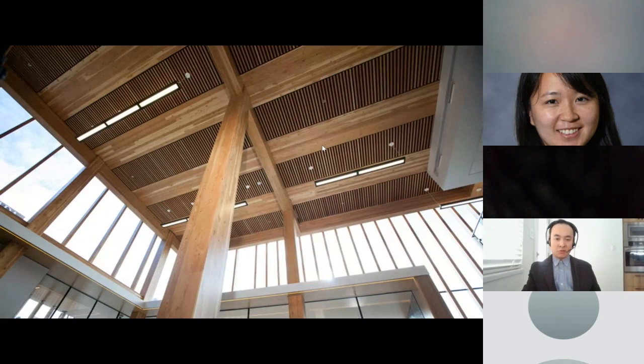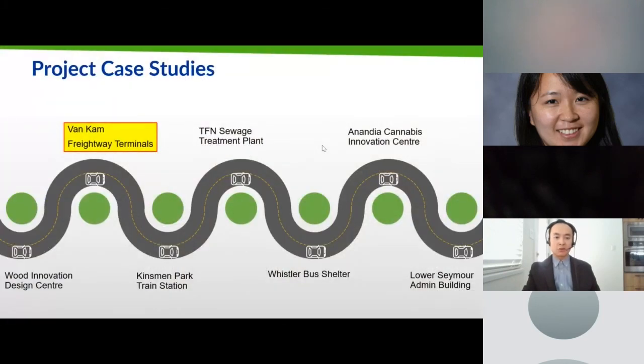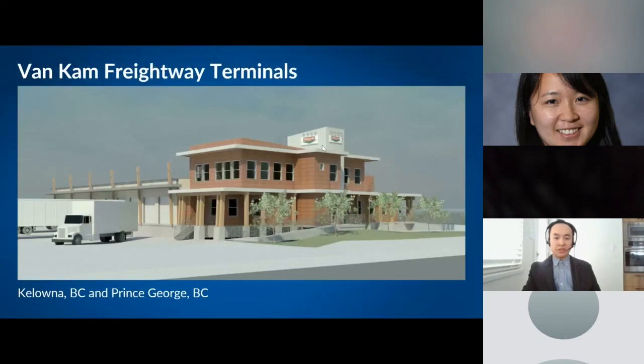So let's move on to some projects that we actually did the primary design for. The next one is Kam Freightway Terminals. This one, we designed 2 freightway terminals, one in Kelowna and one in Prince George. And the interesting thing about this one is that it's a bit of an unusual application in some ways. So on the left-hand side, you can see a warehouse with truck bays that's built in pre-engineered steel. And then on the right-hand side, there's this mass timber 2-story office structure that's attached to the warehouse.